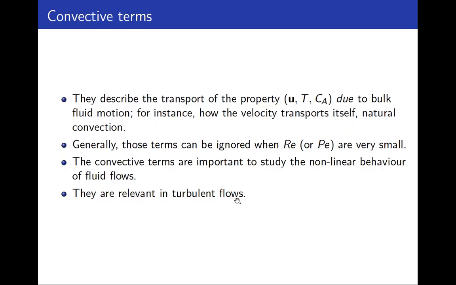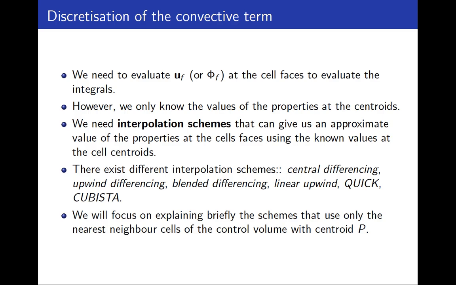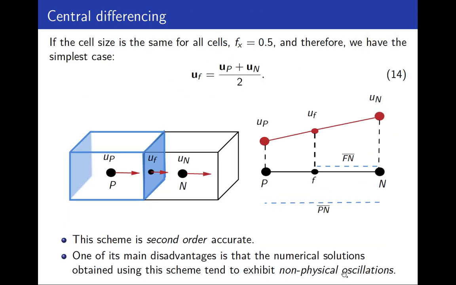That means that if you use central differencing to solve these equations using the finite volume method, the numerical solutions that you obtain for your temperature or velocity or concentration field will exhibit non-physical oscillations. Also, this scheme can give you non-bounded solutions. That means that you will obtain solutions outside your physical domain. So this is not great for the accuracy of your solutions.